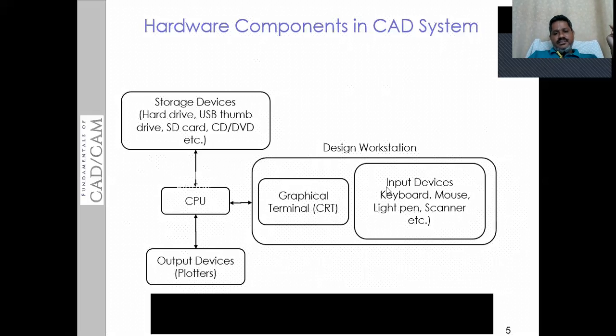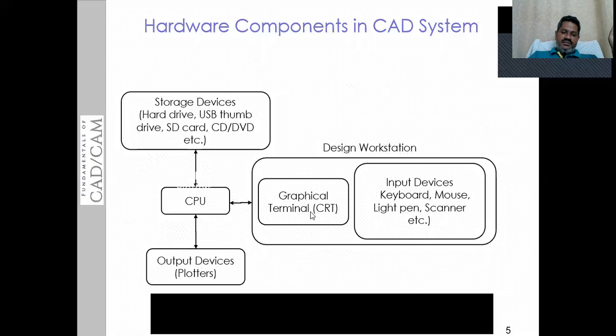Then you have the input devices. Basically, when you take the example of a computer, the data is fed into the computer using a keyboard or maybe a mouse. You have other devices like the light pen and scanner, and all of these are also used to input the data into the system. This is also two-way. It takes the data and it also gives the data to the CPU.